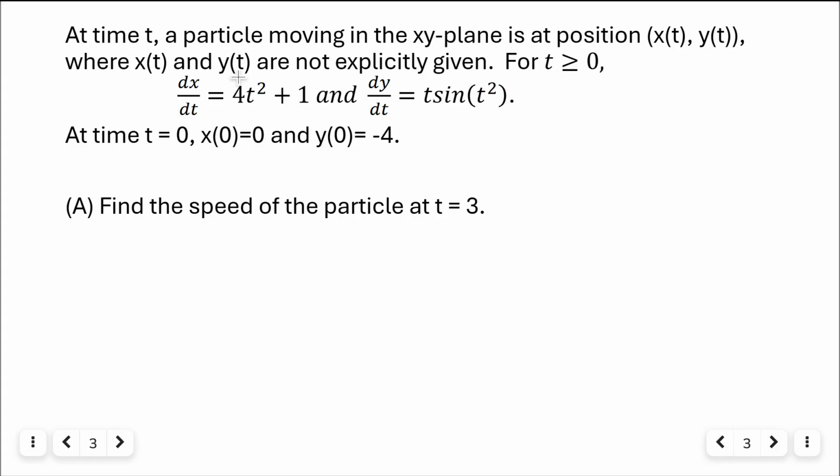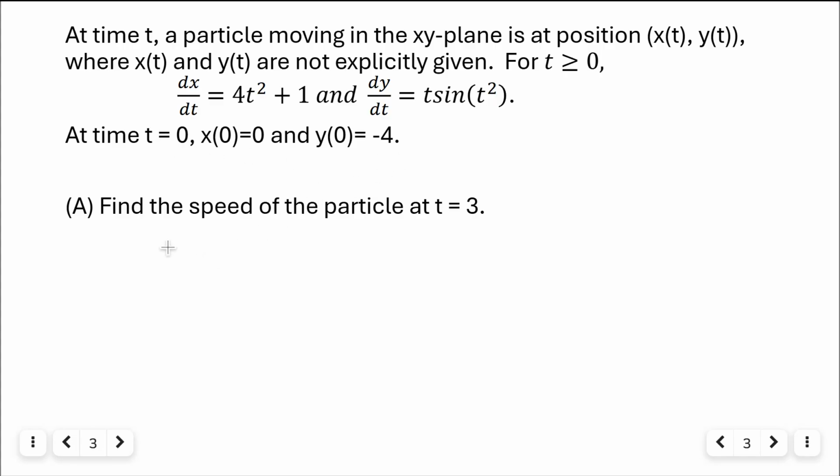Here's a problem, and we're going to use this scenario for the entire video today. You're given a position, x of t, y of t, but x of t and y of t are not given. You don't know what they are. However, you do know dx/dt and dy/dt, so you actually know the velocity vector. The velocity vector for this position vector is 4t squared plus 1, comma, t sine t squared. We're also given some initial conditions that we'll use as well.